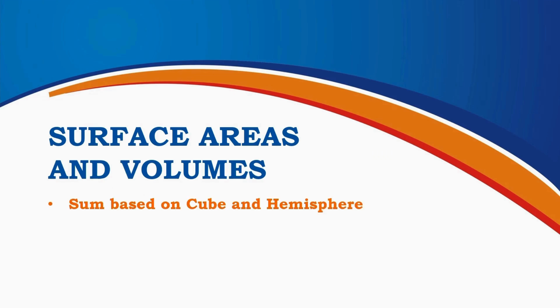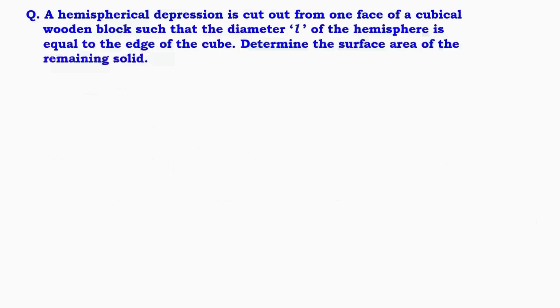Now let us take a look at some problem based on cube and hemisphere. So the question is, a hemispherical depression is cut out from one face of a cubical wooden block such that the diameter L of the hemisphere is equal to the edge of the cube. Determine the surface area of the remaining solid.